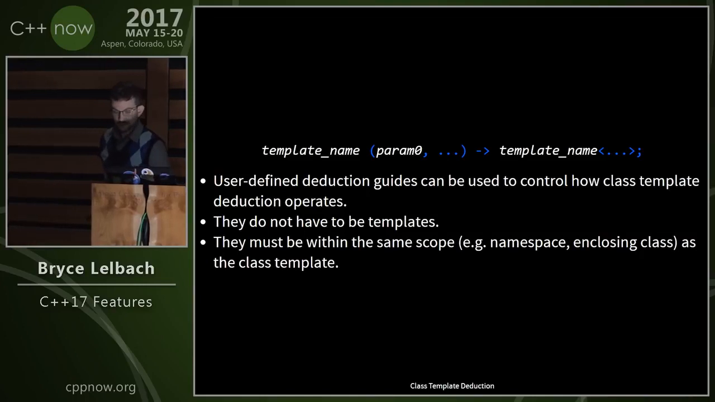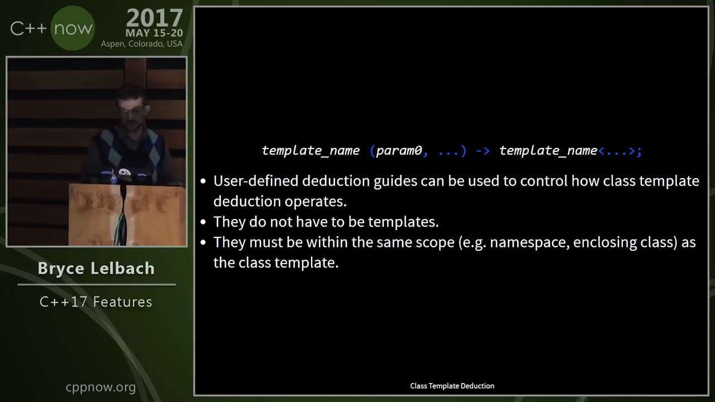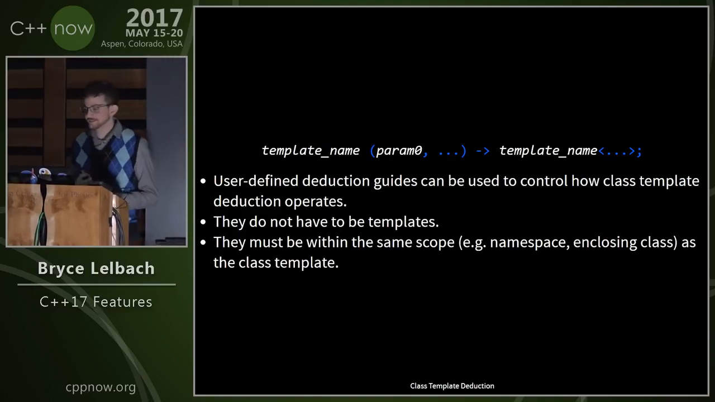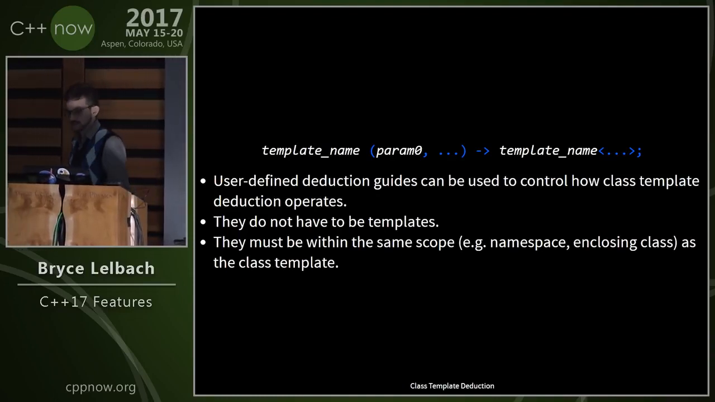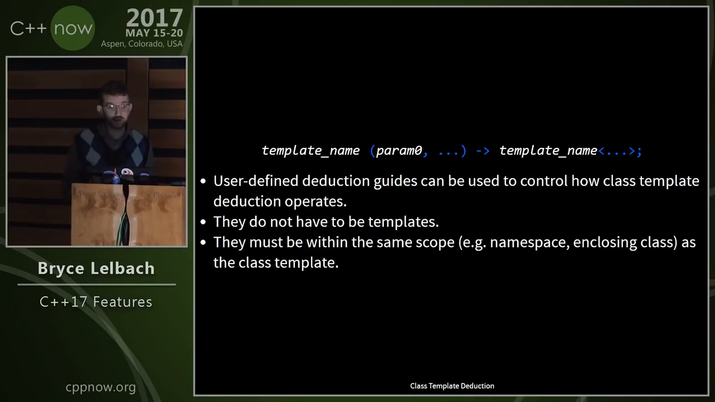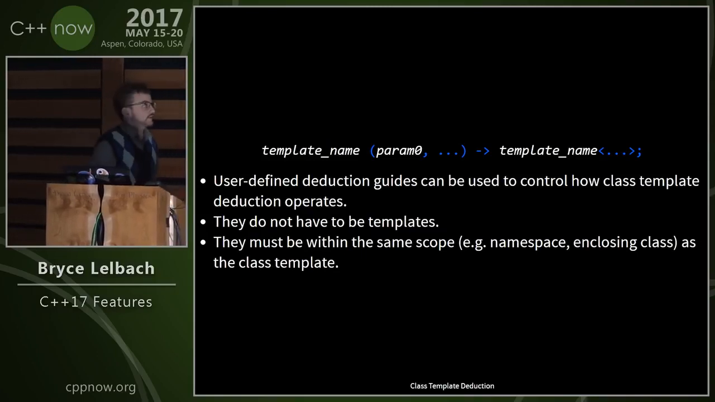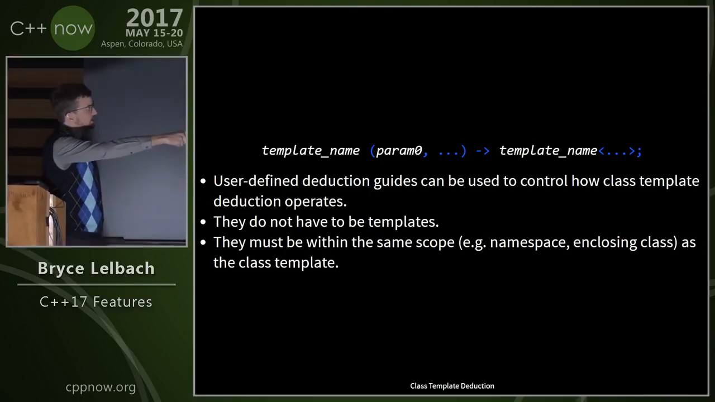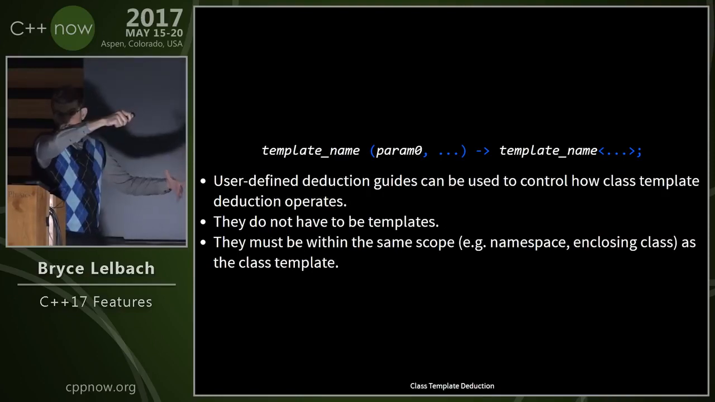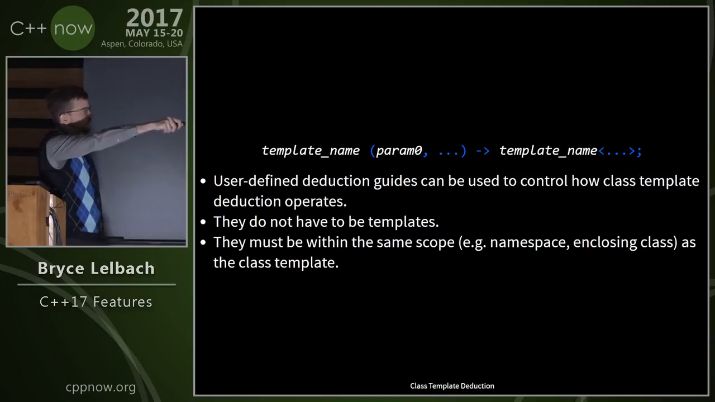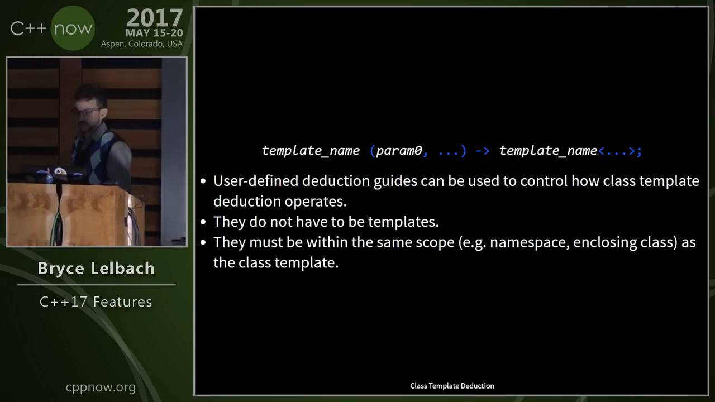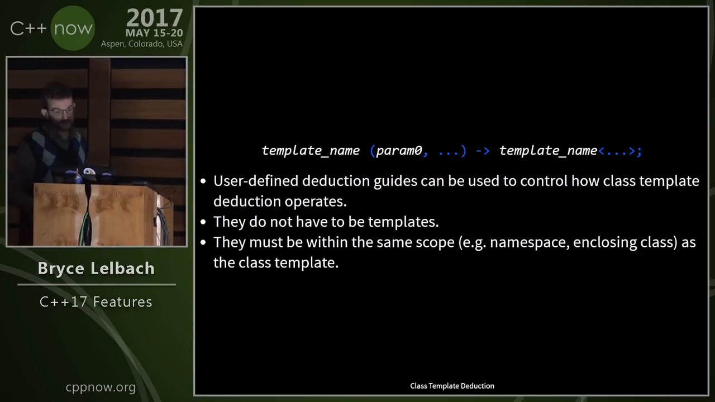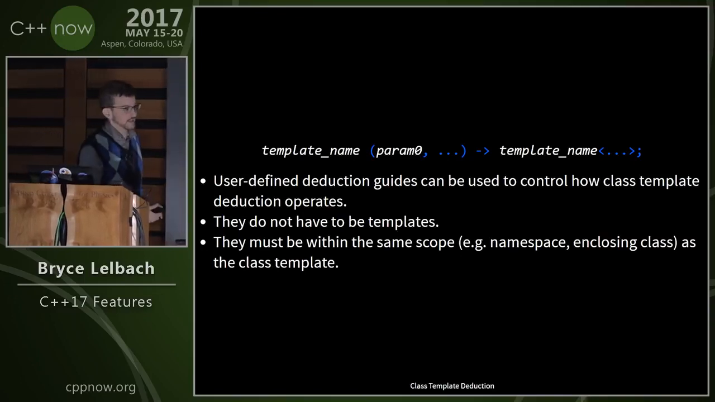So there's some cases where class template deduction doesn't work as you may wish. So a facility has been added called user-defined deduction guides that allows you to control how class template deduction operates. The syntax is best understood through examples, and I'll show you in another slide, but you write the template name and then a list of parameters, and you could put a template beforehand to declare the parameters. And then you write what instantiation it should map to. These don't have to be templates, but they can be. And they must be within the same scope, so namespace or enclosing class, as the class template.